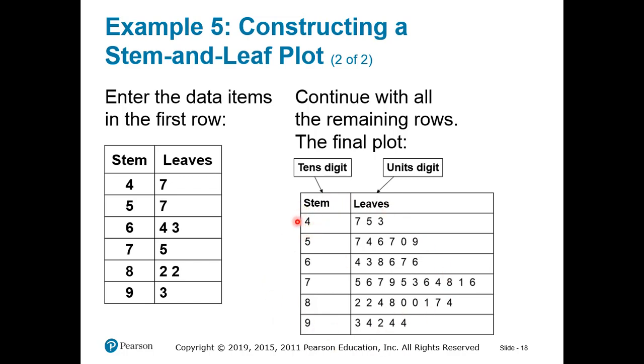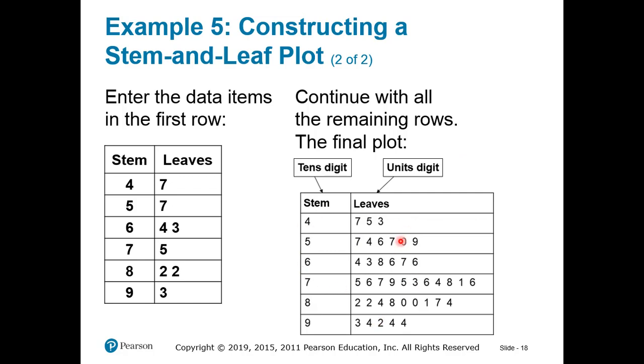So you've got 4 and 7. So you know this means 47. 4 and 5 equals 45. 5 and 6 equals 56. Now, one of the things you're going to want to have on your stem and leaf diagram is a key that tells your audience or the reader what these numbers mean.